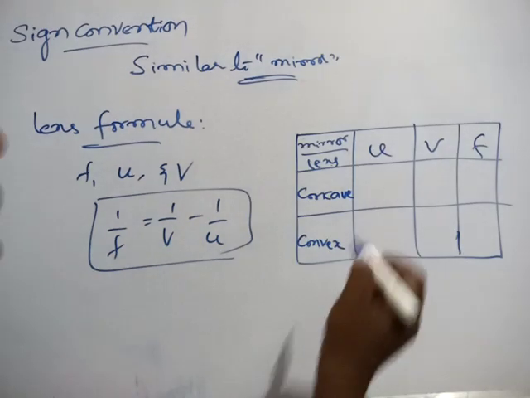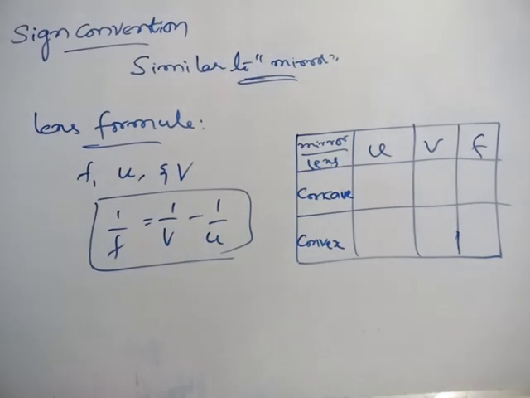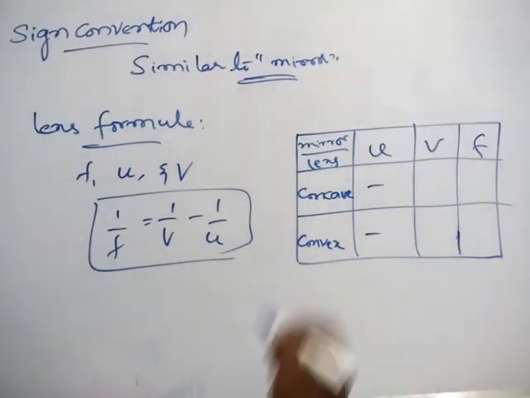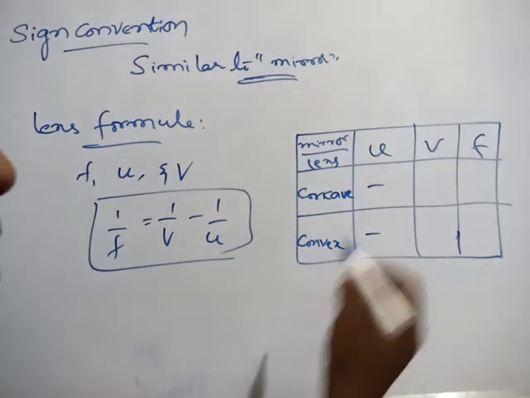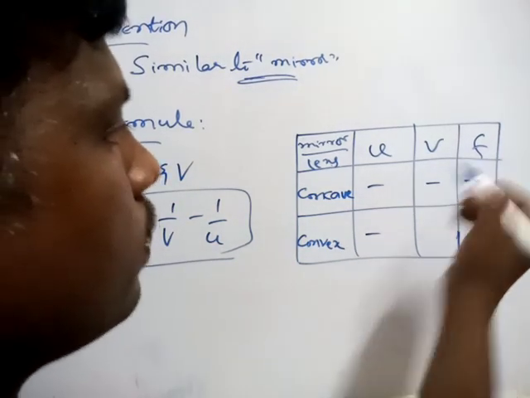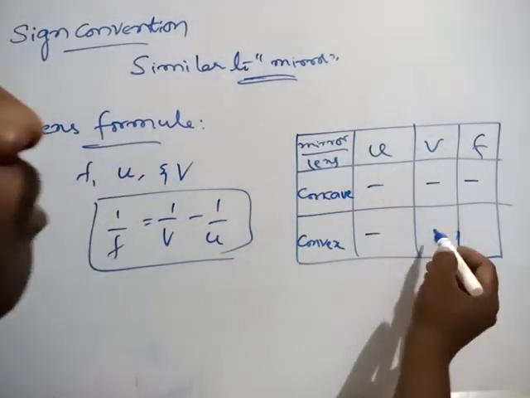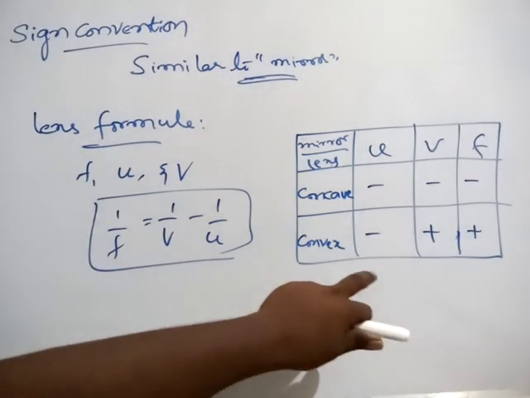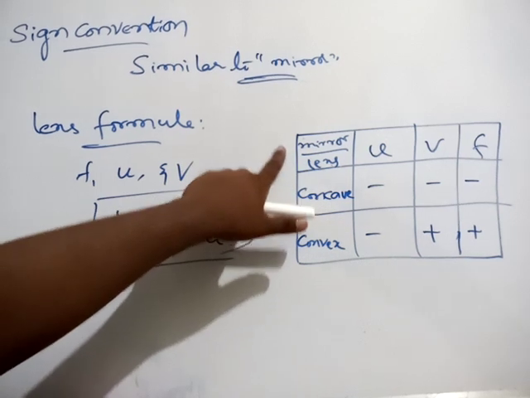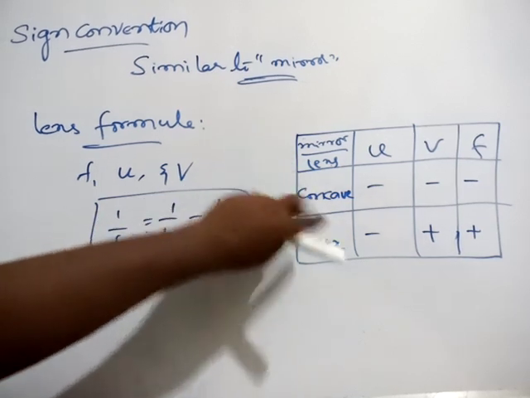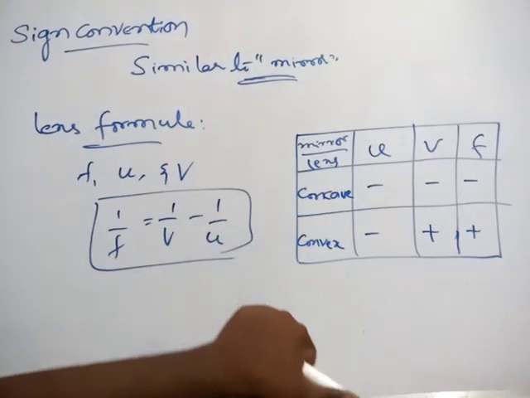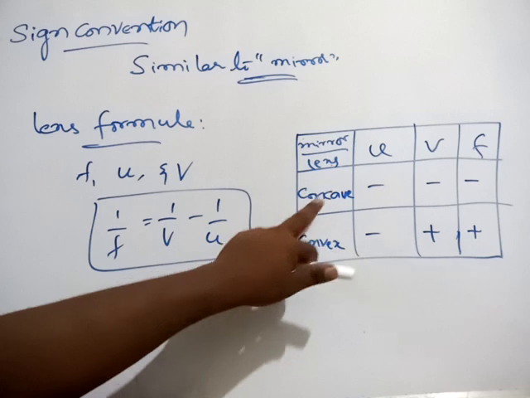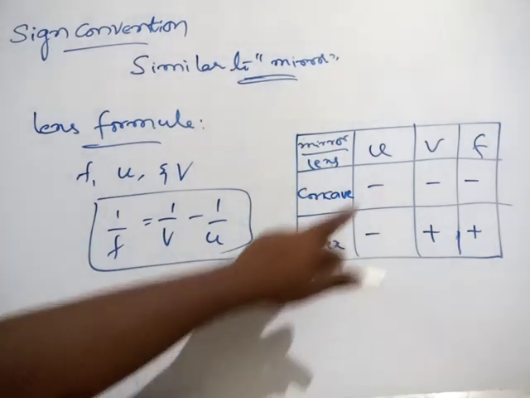See children, u, the object distance, will be negative. In the case of concave, v is negative and f is also negative. In the case of convex, v is positive and f is also positive. The same sign convention applies for both mirrors and lenses. Whether concave mirror, concave lens, convex lens or convex mirror, u is negative only.